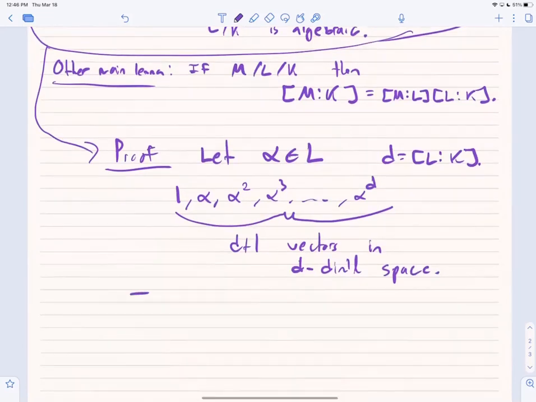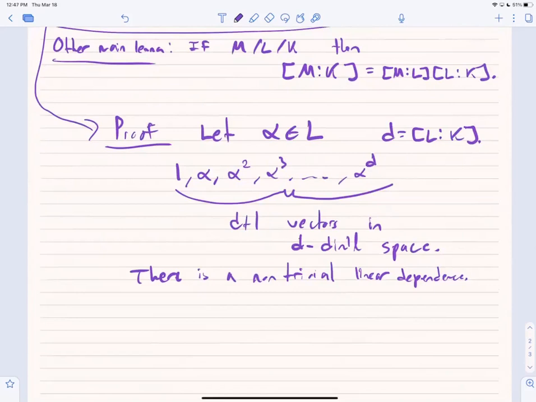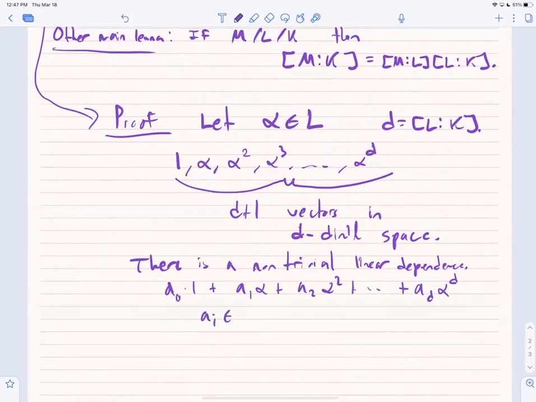Okay, so there is a non-trivial linear dependence, which says A0 times 1 plus A1 times alpha plus A2 times alpha squared, and so on, plus AD times alpha to the D, equals 0. So this one is also just an exercise in linear algebra. I have D plus 1 vectors in this D-dimensional vector space. That means there's a non-trivial linear dependence where the A_i are all elements of K, because this is a D-dimensional K vector space.